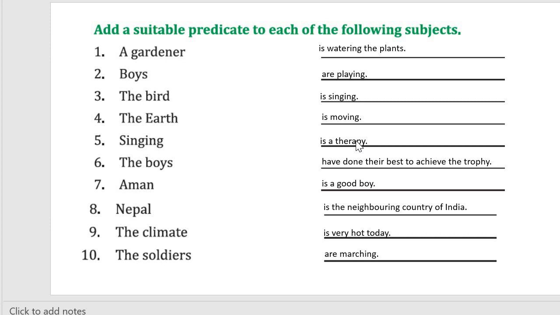Add a suitable predicate to each of the following subjects. A gardener is watering the plants. Boys are playing. The bird is singing. The earth is moving. Singing is a therapy. The boys have done their best to achieve the trophy. Aman is a good boy. Nepal is the neighboring country of India. The climate is very hot today. The soldiers are marching.